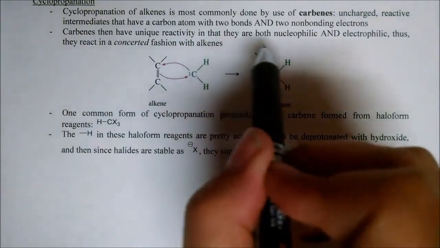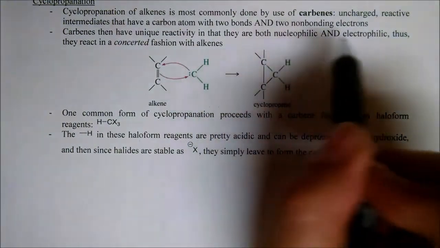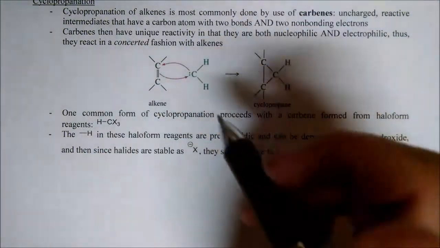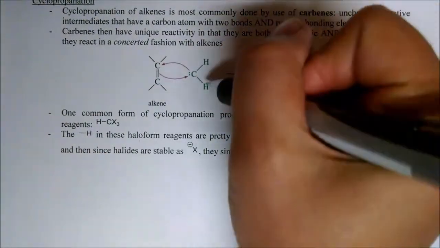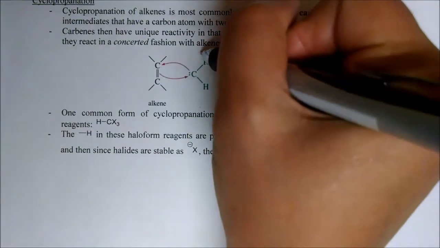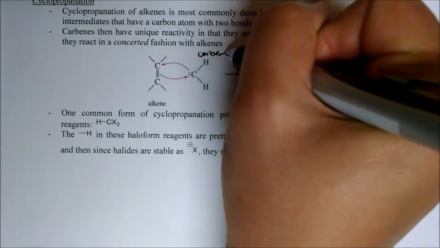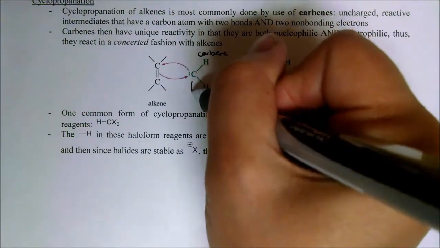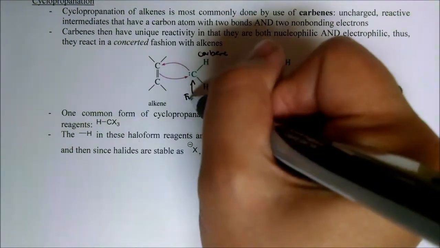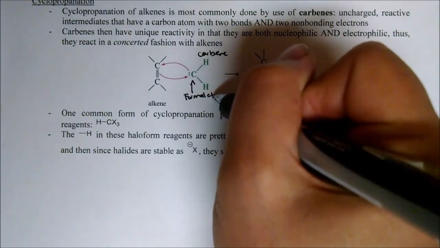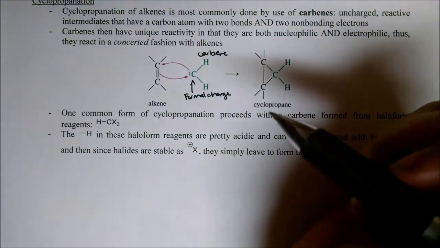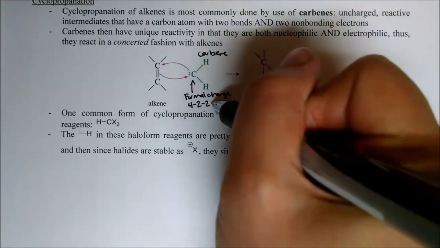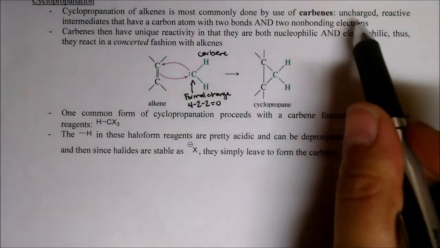Which is really cool because then they are both nucleophiles and electrophiles in the same molecule. So nucleophile and electrophile, and so they react in a concerted fashion. Here is our carbene, this guy right here. You can see he's got 2 bonds and a lone pair. If you calculate his formal charge, remember my super cool formula? Group number minus sticks minus dots. Group number 4 minus 2 sticks minus 2 dots. This guy is actually neutral, just as it says there, uncharged.